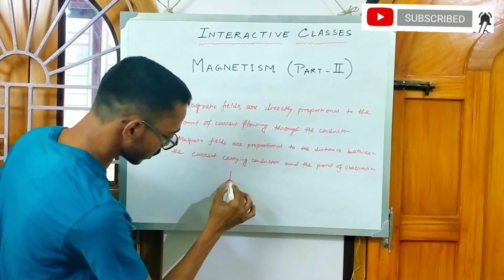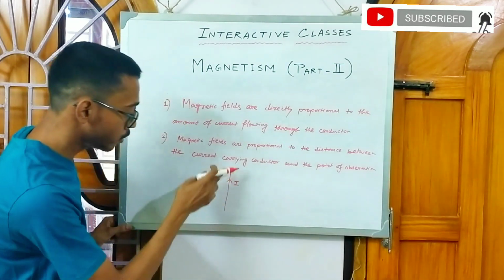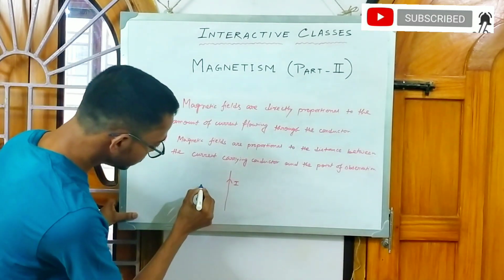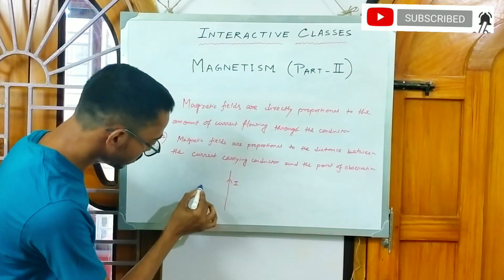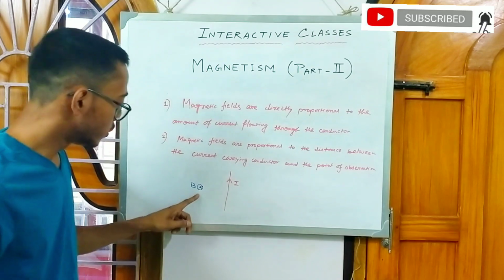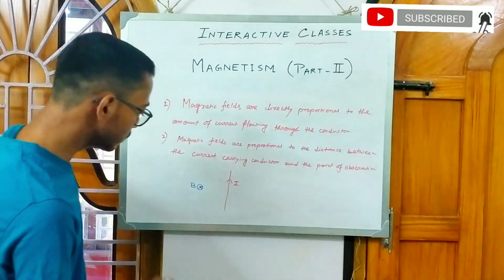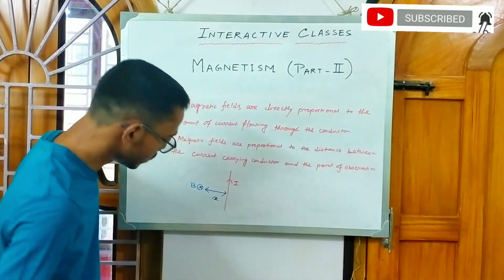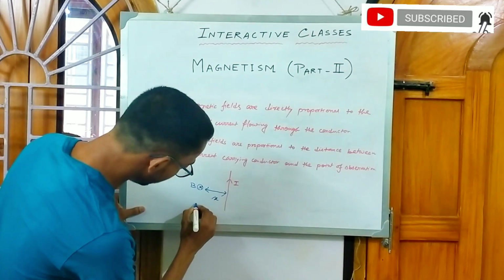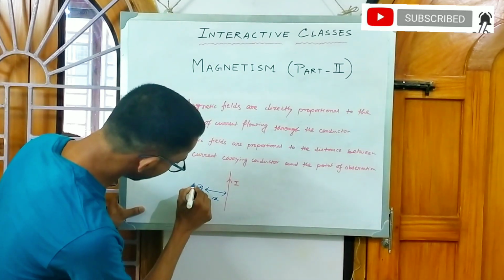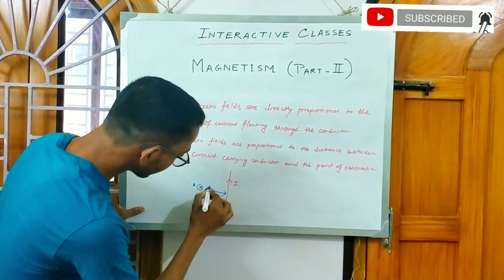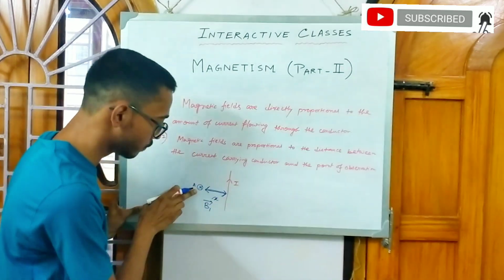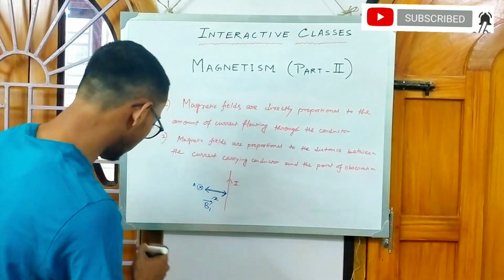Suppose this is a current carrying conductor. I amount of current is flowing through this conductor. Now let this be our point of observation. If this distance is x, and the amount of magnetic field at this point A is B1.